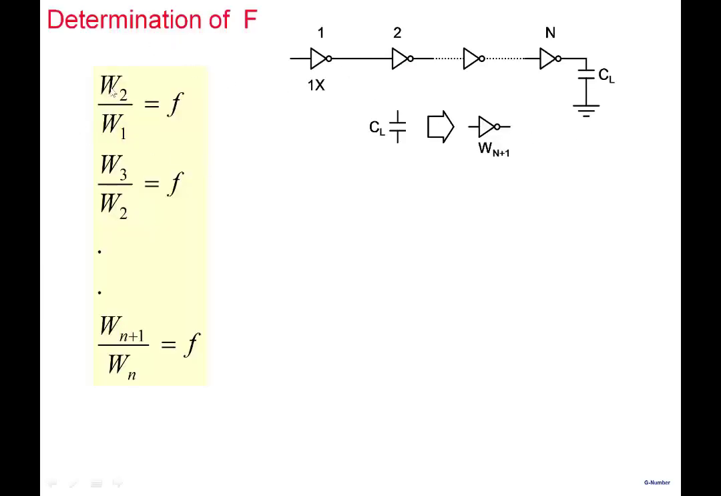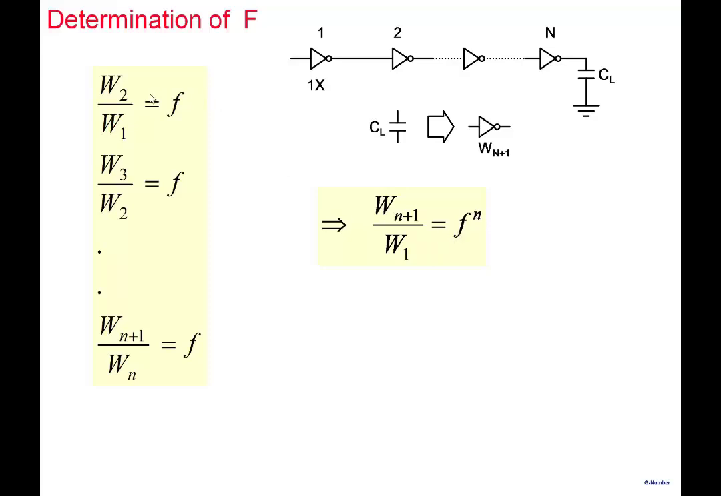Well, we said W2 by W1 is F, W3 by W2 is F, all of them are equal to F here. Multiply them together. Multiply W2 by W1 into W3 by W2 and all that, and you get Wn plus 1 by W1, the width of 1, equal to F to the power N. Now, what is Wn plus 1? The load capacitor. We said the load capacitor can be modeled as an inverter of size Wn plus 1. So Wn plus 1 is known, and W1 is also known, the width of the first inverter. We said it is fixed. For example, for us it is 4 lambda. So it's fixed here. So F to the power N, and therefore we know the value of F here.